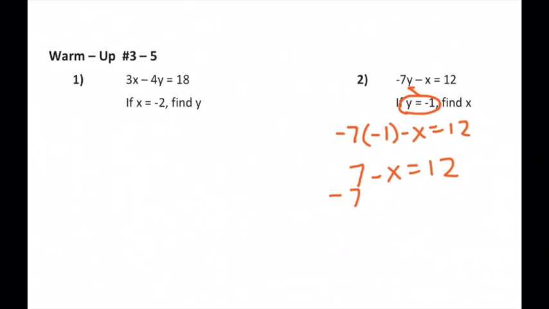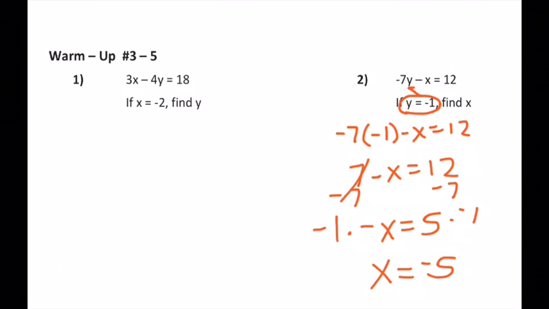I'm going to subtract 7. Remember, the subtraction goes with the x, not with the 7. So I'm going to have negative x is equal to 5, and then I can multiply both sides by negative 1, or divide both sides by negative 1, it doesn't matter. So x is going to equal negative 5. So if y is equal to negative 1, then x is equal to negative 5.